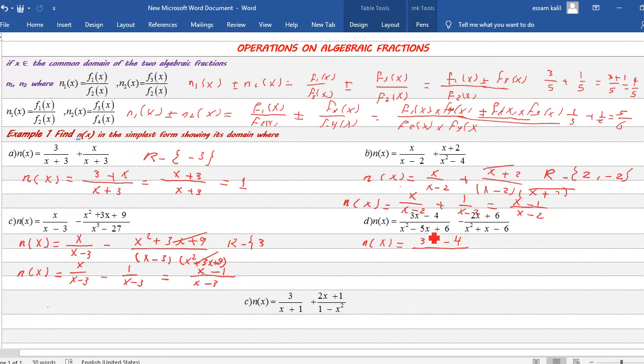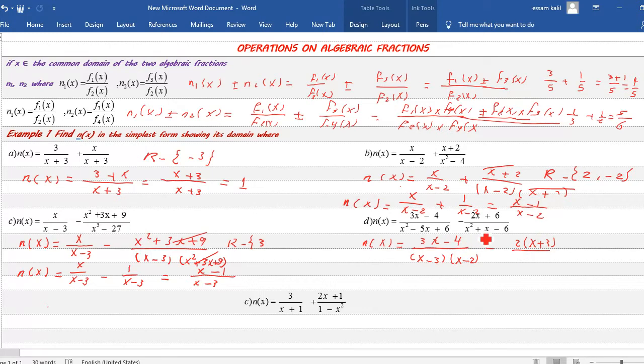x power 2 minus 5x plus 6, make two brackets x and x. Find the product of two numbers equal 6 and the sum of it equal 5, so it becomes 3 and 2. Sign positive, so then the sign becomes the sign of the middle term, negative and negative. What is the common factor between 2x and 6? It becomes 2. Open brackets x plus 3.